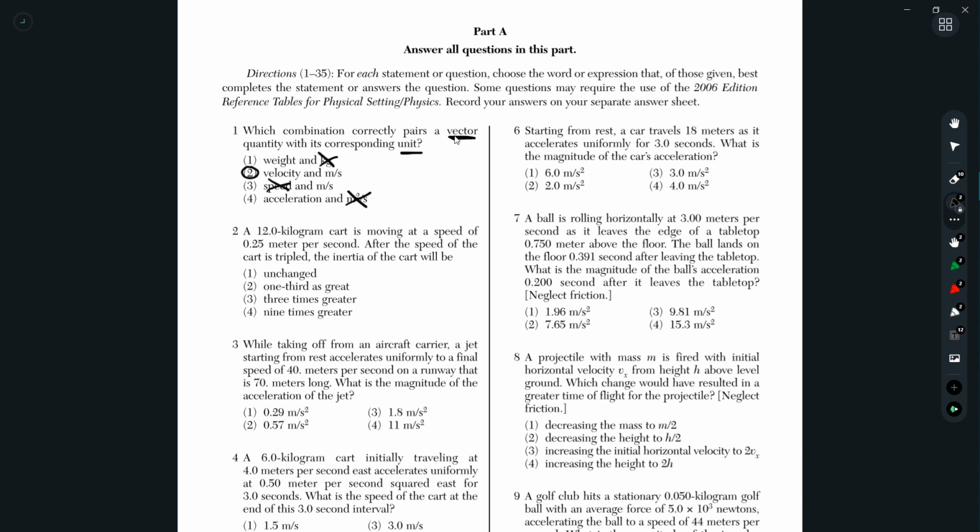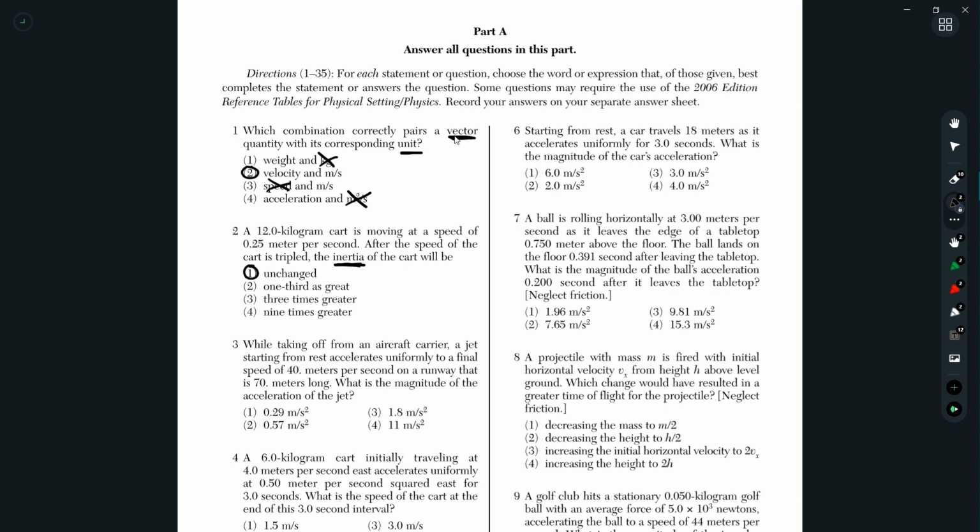Number 2: a 12 kilogram cart moving at some speed. The speed is tripled, but the inertia... Please don't get the inertia question wrong, y'all. Inertia is just mass. Nothing happened to the mass, so the inertia is unchanged.